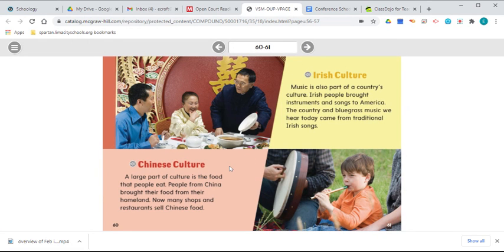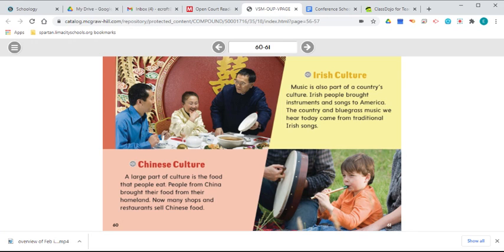All right, Chinese culture. A large part of culture is the food that people eat. People from China brought their food from their homeland. Now many shops and restaurants sell Chinese food. Now on this page, before we even go to the next page, I'd like to talk about main idea and details. Main idea and details.